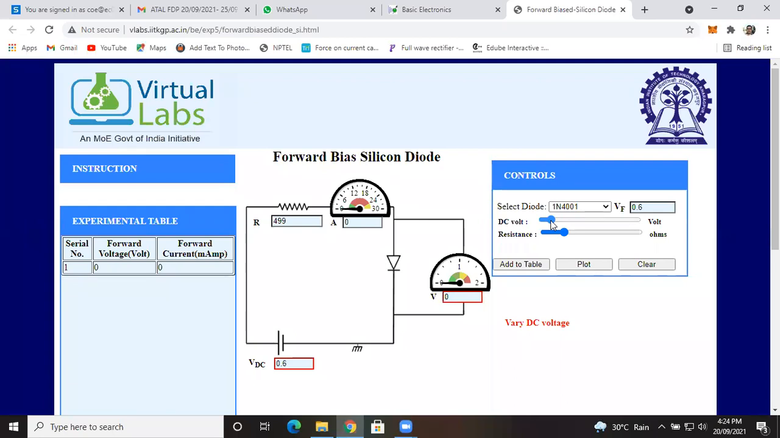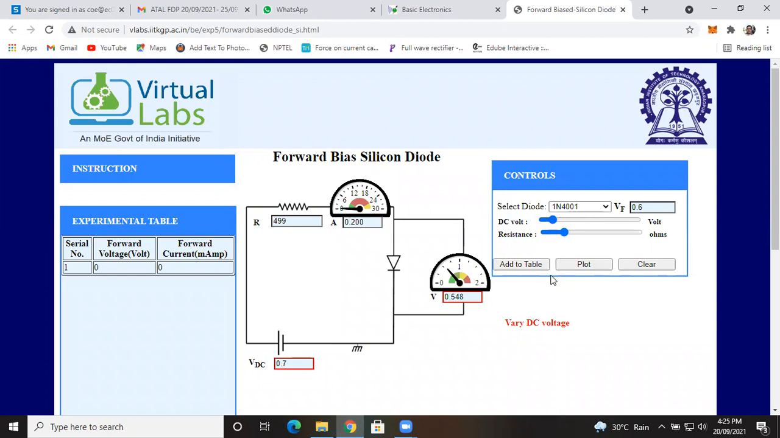Okay. Now I will take the reading at 0.5 or 0.6. Up to 0.6, no current will flow through it. See that now my external voltage is 0.5. That time also you can observe that the voltage across the diode is 0 and the current is also 0. Let me try to add this one point also. Okay, now let me increase that voltage.